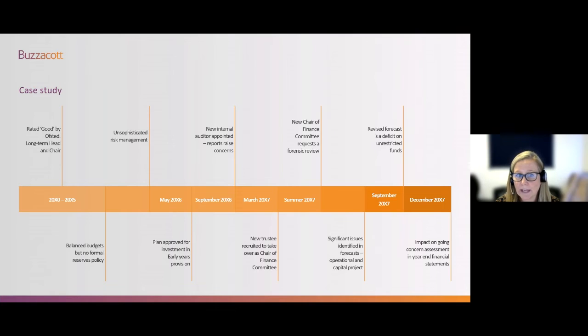Also, the increased utility and running costs that are going to accrue as a result of the expansion to the building. It's found that this hasn't been factored into those budgets and forecasts. The assumptions for the additional income from the expansion in this provision are found to be quite optimistic.